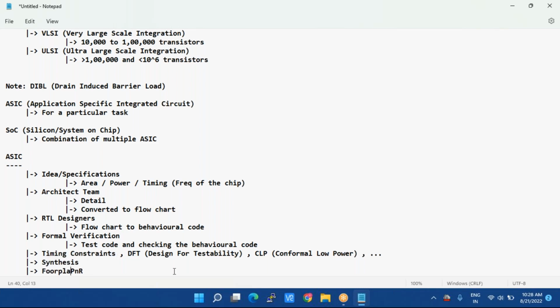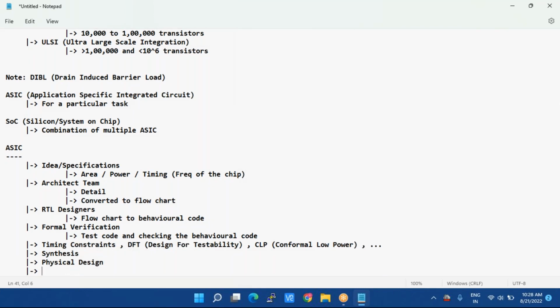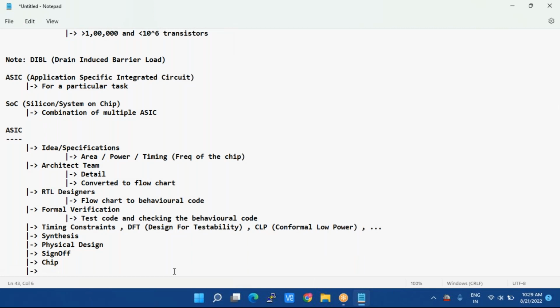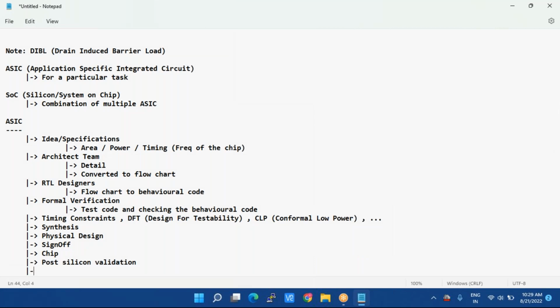Oh, sorry, I should write it like physical design, and next is sign off, chip, post silicon validation, and next is your test. So from the synthesis stage, you will be starting with respect to the back end flow.